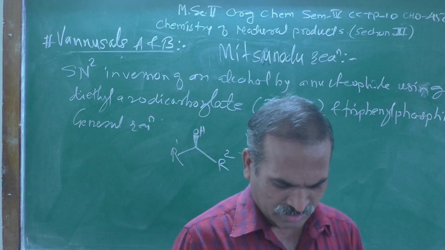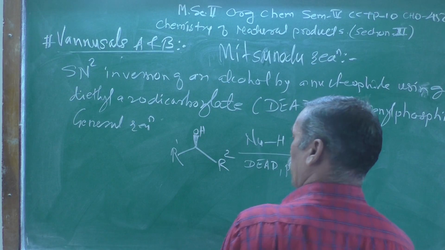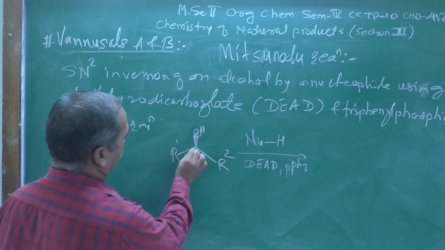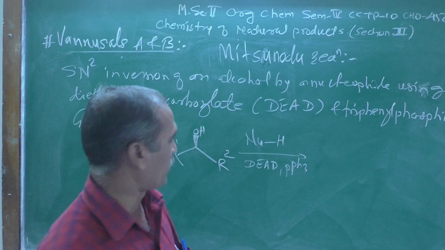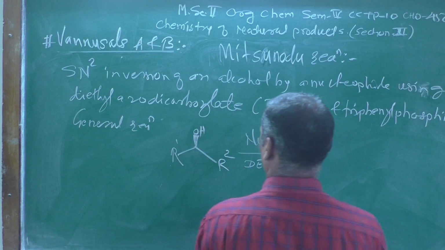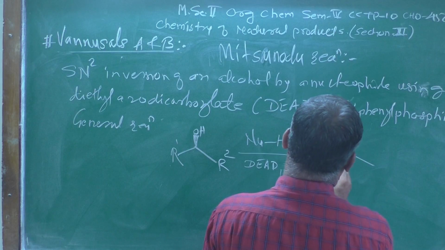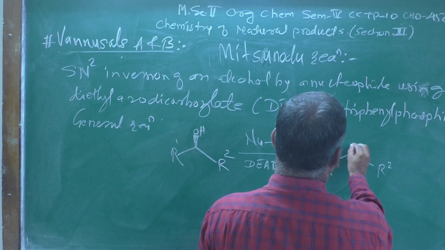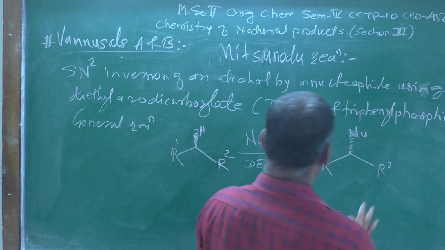Now, after the addition of this, what kind of product? You see here is a chiral center. If R1 and R2 are different, then you are going to get as a product this one. Otherwise, you will get the product, this one is R1, this should be R2, and there will be this one, the nucleophile is attacking over here.